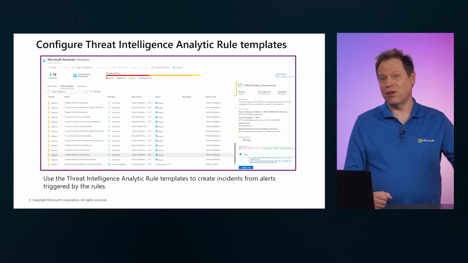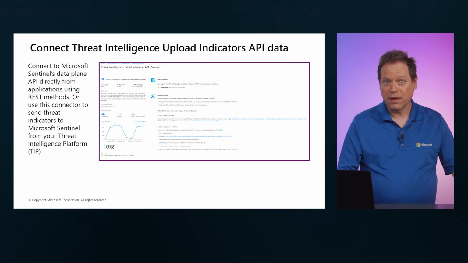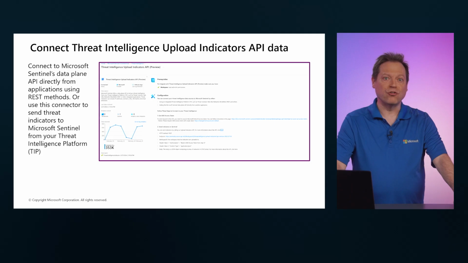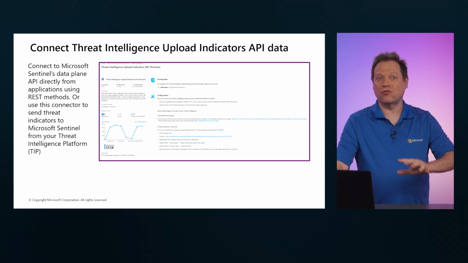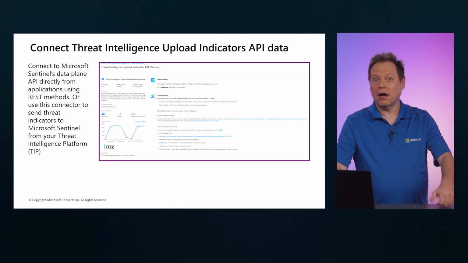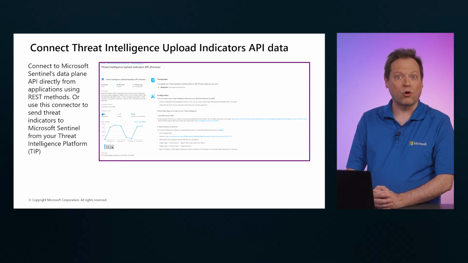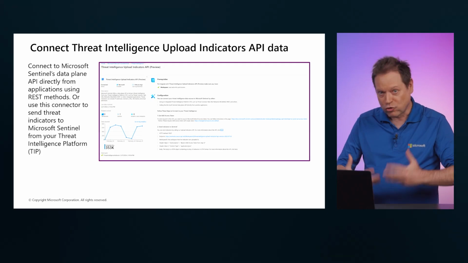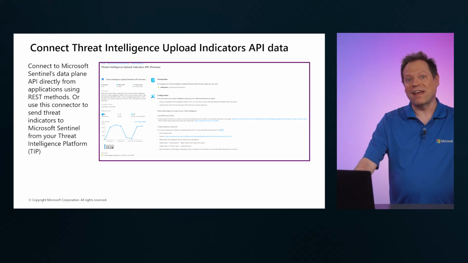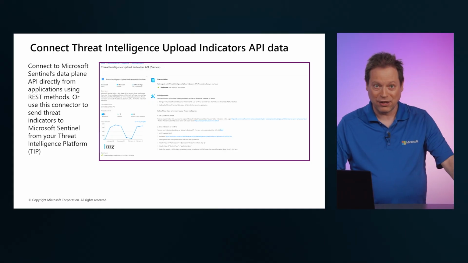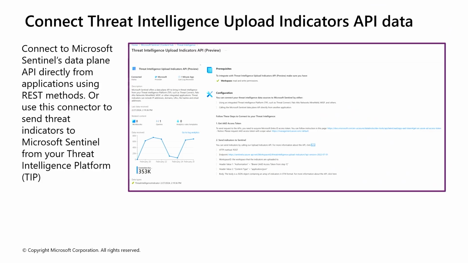In addition to built-in connectors, you can also send indicators directly to Sentinel using the Upload Indicators API. This allows applications or threat intelligence platforms to push indicators into Sentinel using a REST-based method. This approach is commonly used when integrating custom tooling or centralizing threat intelligence platforms that already manage the indicator lifecycle.